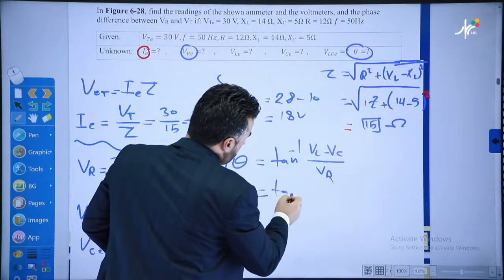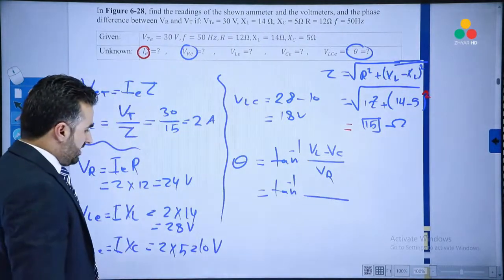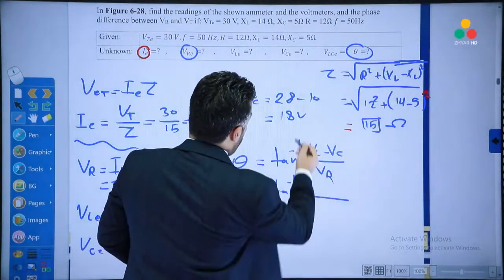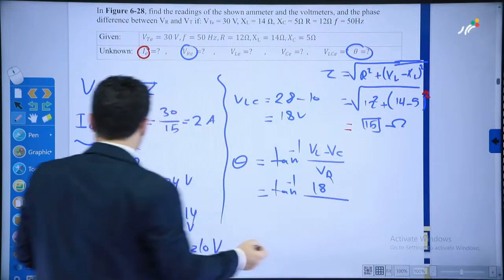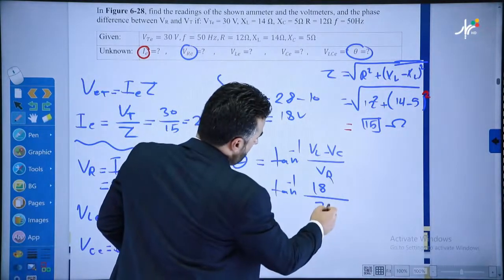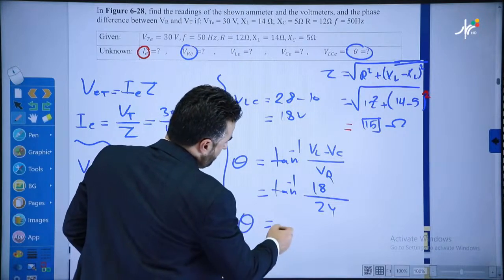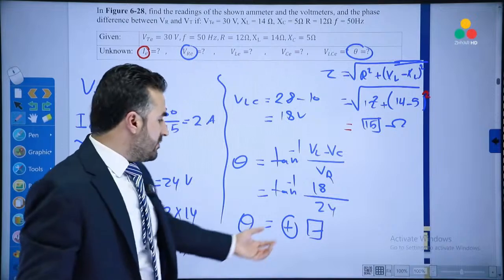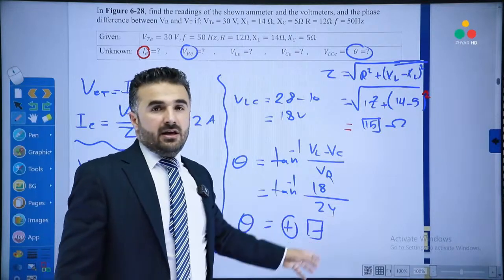So tan inverse of, we've already found VL minus VC, and that is obviously, you can see that it is 10, yeah? Was it? No, my bad. That is 18 basically divided by VR, which was 24, yeah? So of course you get a positive value, whatever the angle is. So we'll say theta is basically, or the voltage is leading the current by this many degrees, yeah? So the voltage is leading the current by this many degrees.